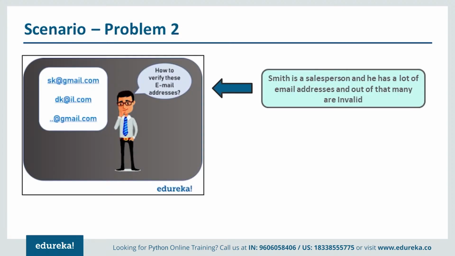Second problem: I have a couple of email IDs. How do I do the formatting in such a way that I can do the checkup and see whether all those email IDs are valid or not, and what are the different ways I can solve that problem?